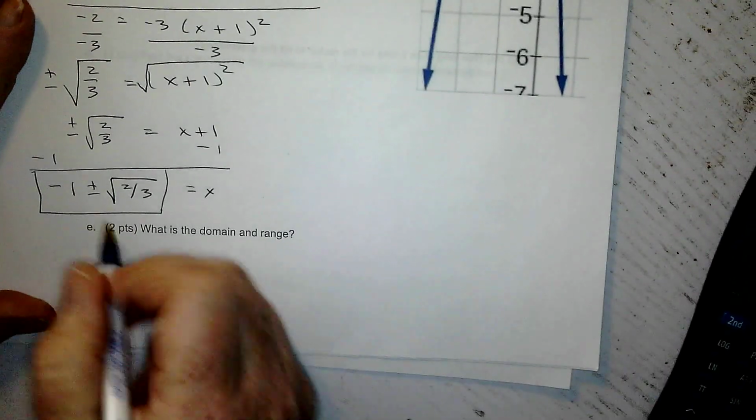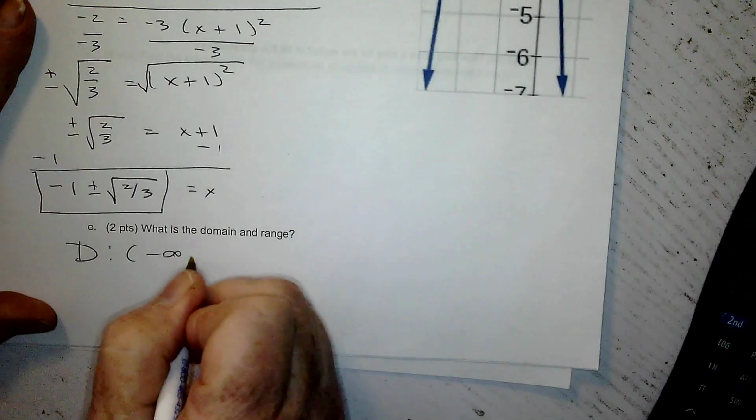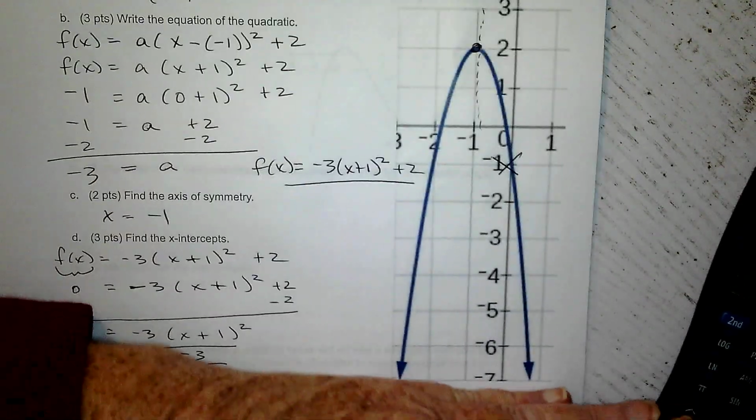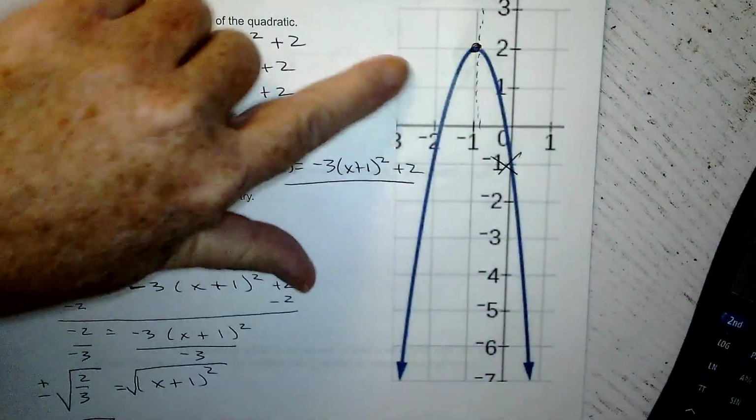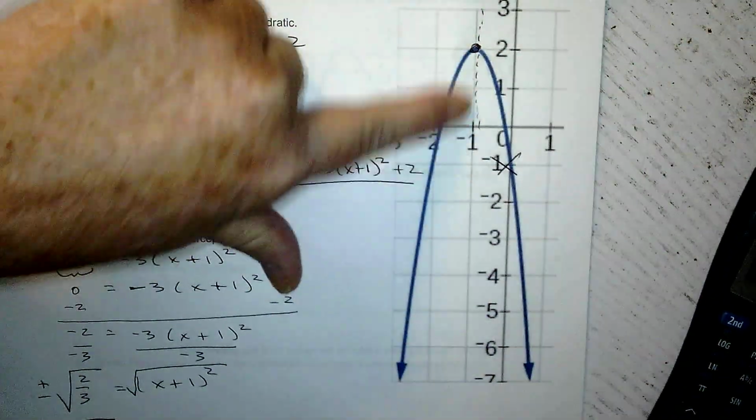Okay, what is the domain and range? Domain for quadratic, negative infinity to infinity. The range I thought would be easier because remember it starts at the bottom and it moves up to our max point of 2.